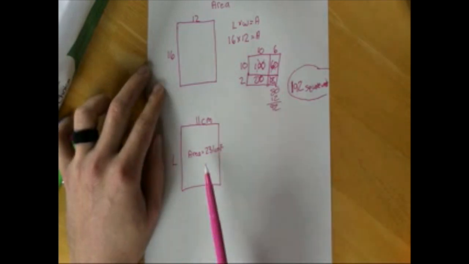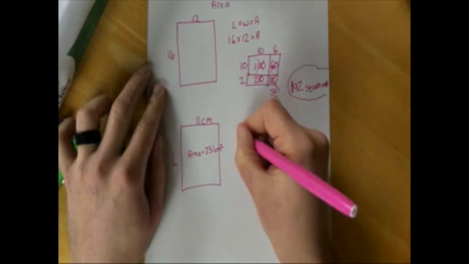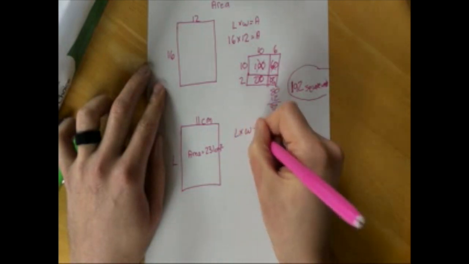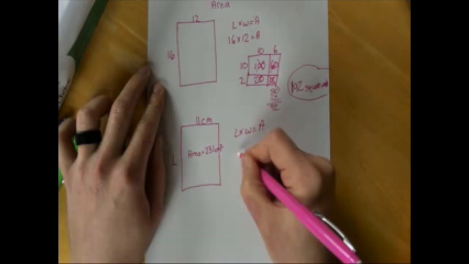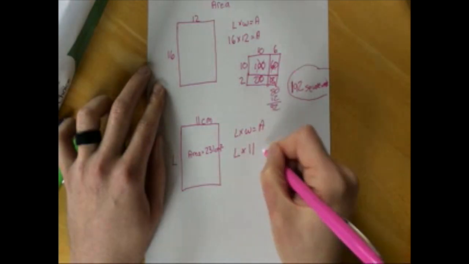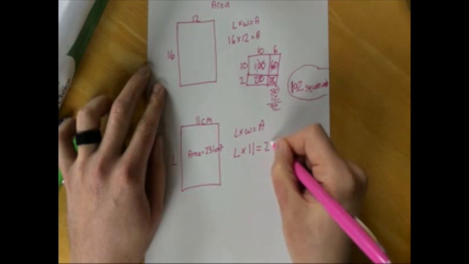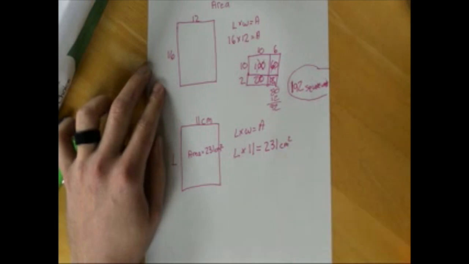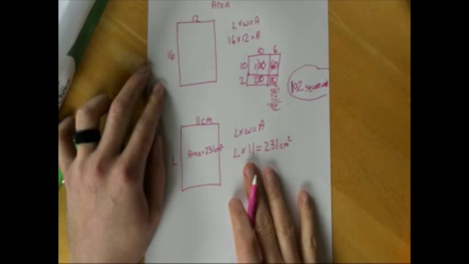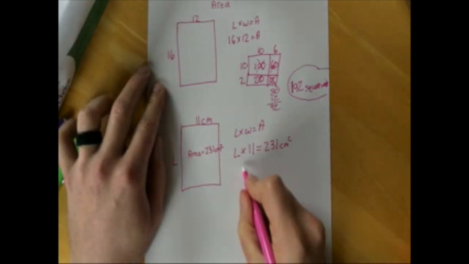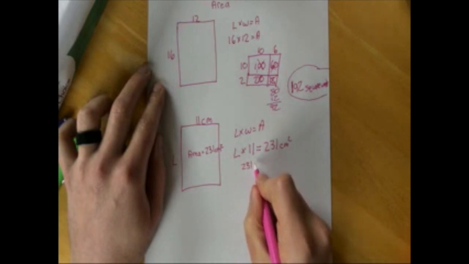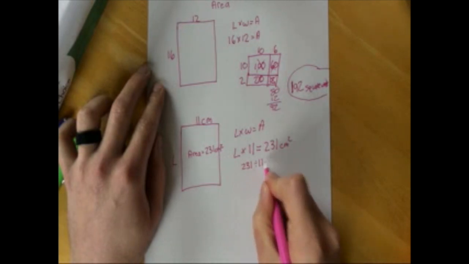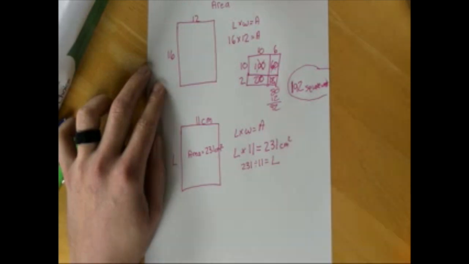Now if we look down to our second problem, we have the width, we have the area, we do not have the length. The length times the width equals our area, so I don't know what the length is. I'm multiplying that number by 11, and that's going to get me 231 centimeters squared, or square centimeters. So I'm going to turn this around into a division problem, and it's going to become 231 divided by 11 equals our length.